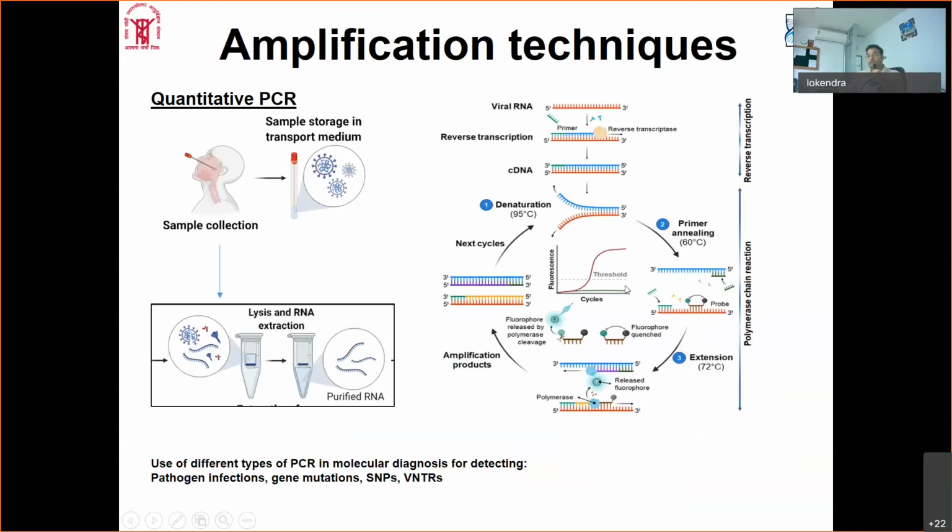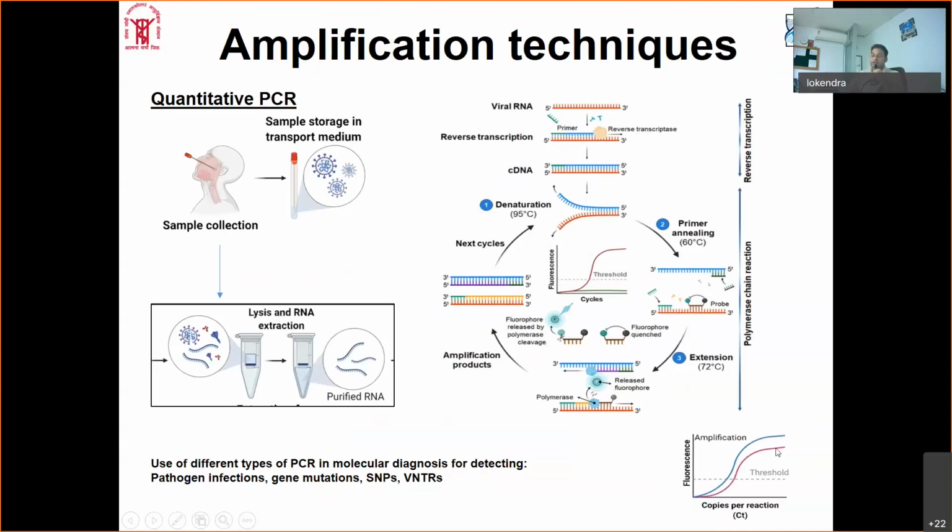So more quenching, more fluorophore is released by the DNA polymerase cleavage, and the more fluorescence we will get. So with more template, the increase in fluorescence will be more, and that will come as a threshold cycle. That is again decided by the CT value. So this is normal amplification.